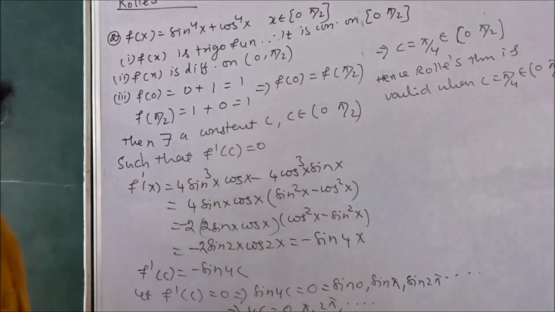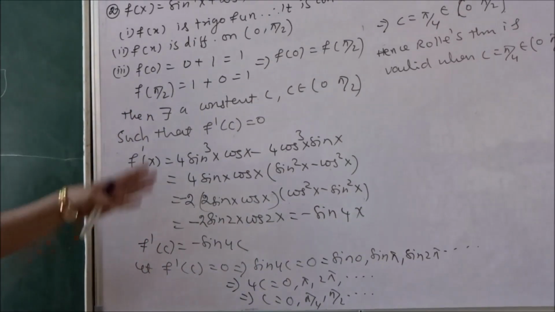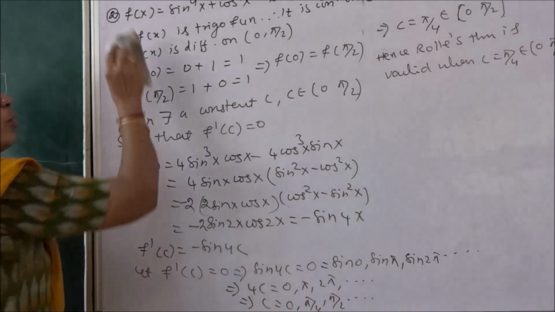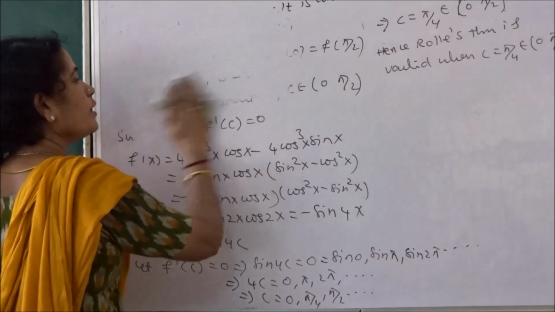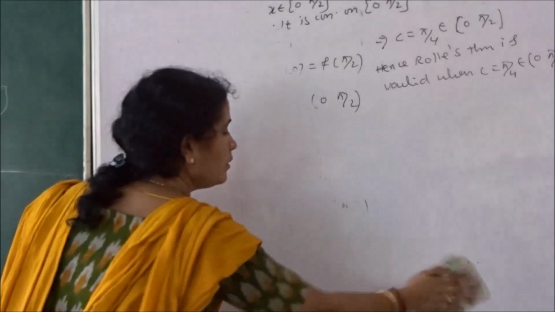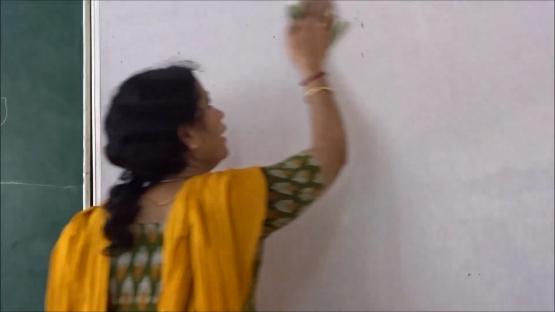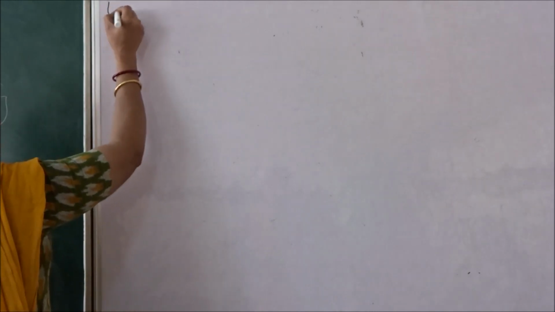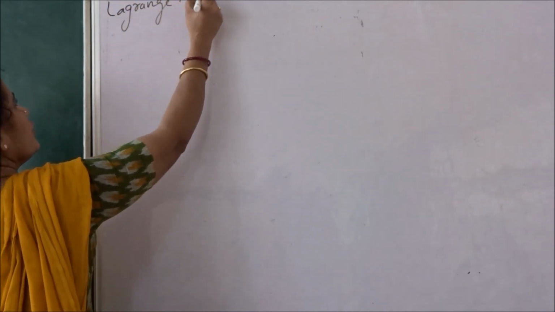It is quite the easiest one. We are using simple differentiation and finding the value of c. Are you clear about this Rolle's theorem? So there is one more mathematician's theorem, that is the Lagrange mean value theorem. So what is the difference between both? Now let me explain. Now we are going to see Lagrange mean value theorem.